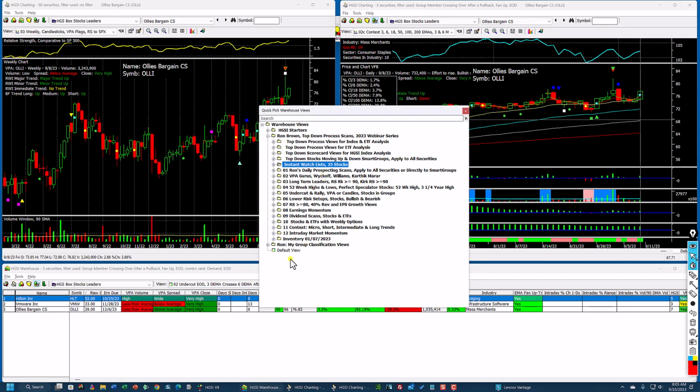The market's pretty neutral, but we're seeing a little sign of accumulation in some of the indexes.